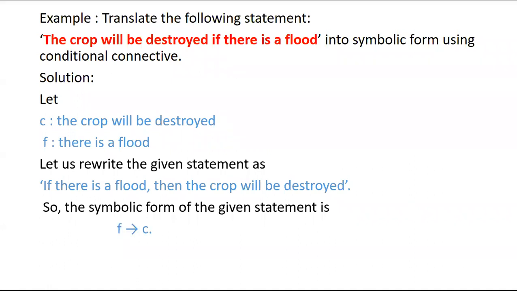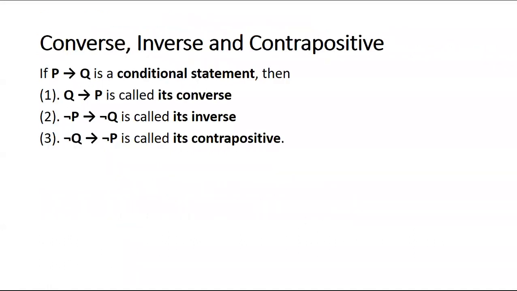Now, next one. Conditional statements also have converse, inverse, and contrapositive. Let's see what a converse, inverse, and contrapositive are. P implies Q is a conditional statement. If you want to write its converse, what are we going to do? If you reverse it, Q implies P is the converse. Negation of P implies negation of Q is the inverse, and negation of Q implies negation of P is the contrapositive.